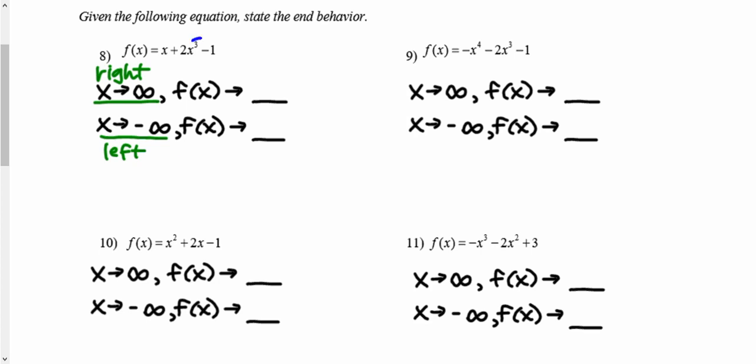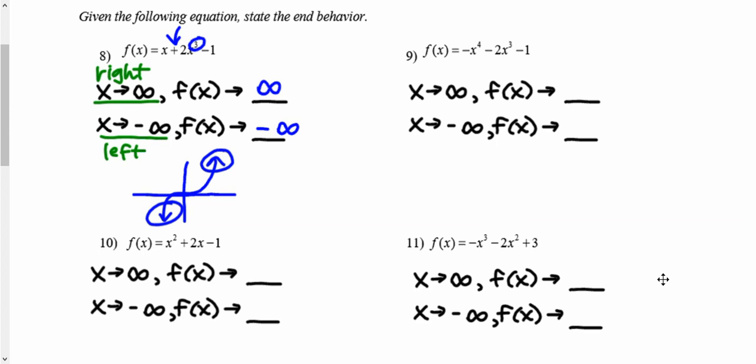So this degree is 3, which is a cubic. And so we already talked about how the cubic has a squiggle shape. It also has a leading coefficient. So this is going to be a squiggle upwards. So on the right side, here's the right side, it's pointing up, so I say positive infinity. On the left side, it's pointing down, so I say negative infinity.